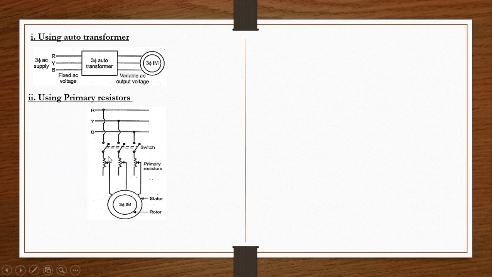Here we have taken three resistors for three phases R, Y, B. At starting time, these resistors are connected in maximum position. By varying the resistor from maximum to minimum, we can control the speed of the three-phase induction motor. Here torque is directly proportional to the square of the supply voltage. It is a very simple method, but it has one important disadvantage: more power losses occur in the primary resistors. So we always prefer the first one, that is using auto transformer.